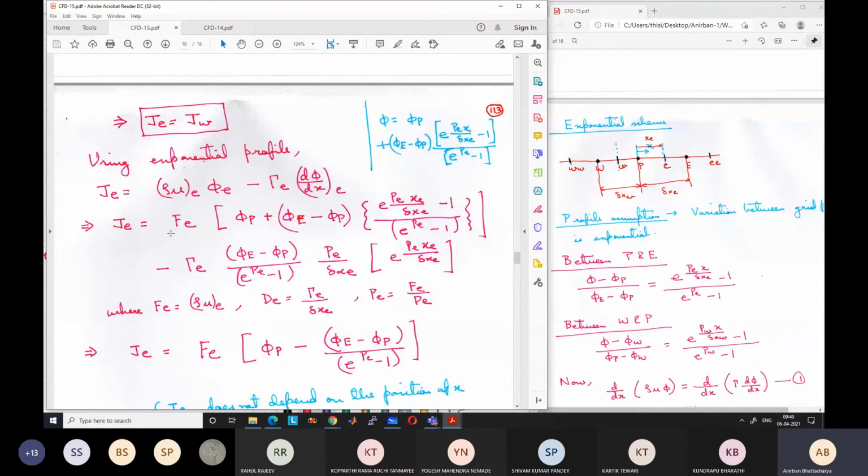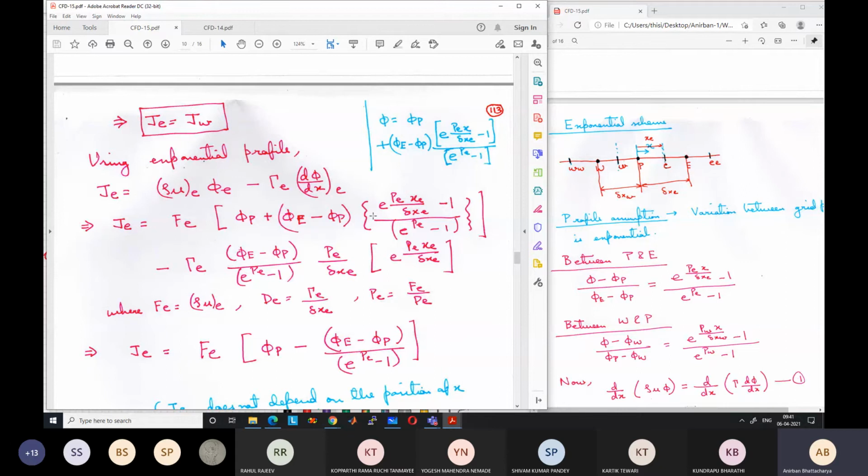Then this phi p is there. Then for this term, we have phi e minus phi p by e to the power p minus 1. Similarly, here also, we have phi e minus phi p by e to the power p minus 1. So we can take this as common, phi e minus phi p by e to the power p minus 1.